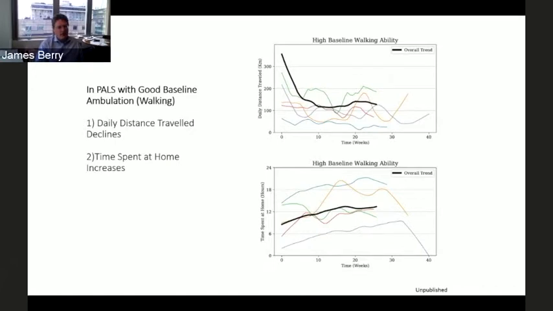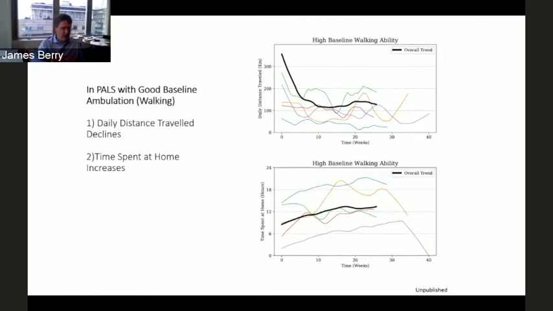And then I think the most experimental thing that we're getting out of this is really the GPS data. So in people in that pilot study who had good baseline ambulation, that is, they were walking, and we determined that based on their score on the functional rating scale, there's a question about walking, we looked at their daily distance traveled using GPS, and that daily distance traveled actually declines over time. We looked at their time spent at home, and that actually increases over time.